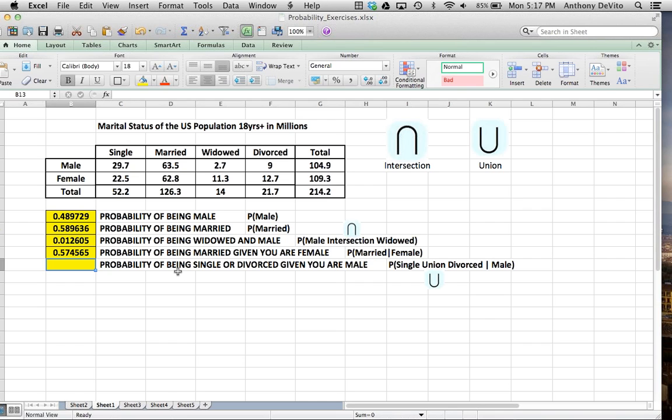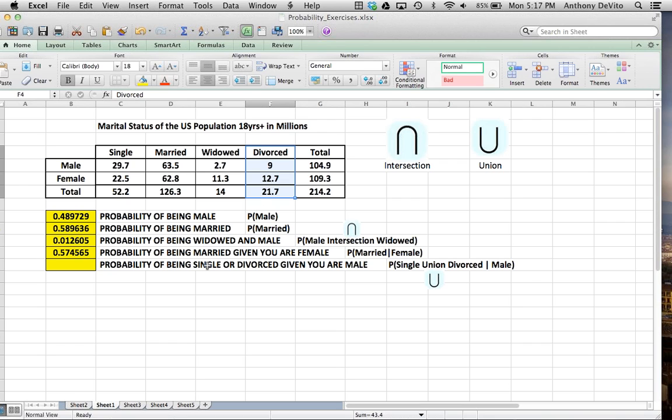Okay, so now lastly, the probability of being single or divorced. Single or divorced, that's a union, isn't it? Because it's either one of those two conditions. So if we had a Venn diagram here and a Venn diagram here, all those people in the two of them would satisfy single or divorced, or single and/or divorced. So let's take a look at this. These are the people that are single. These are the people that are divorced.